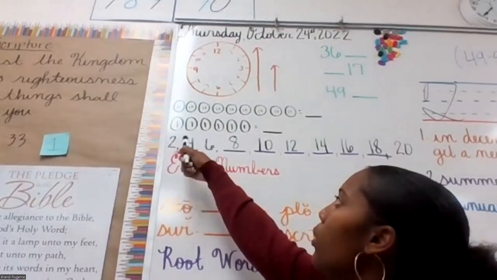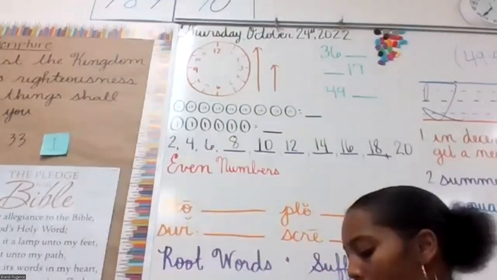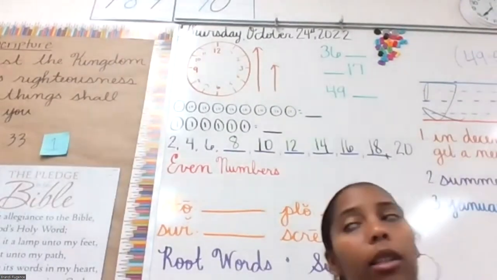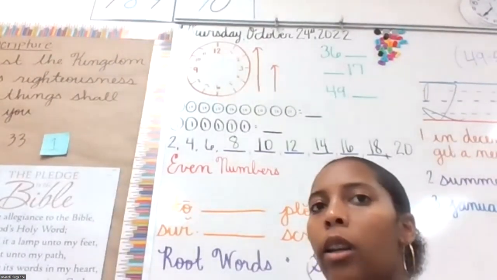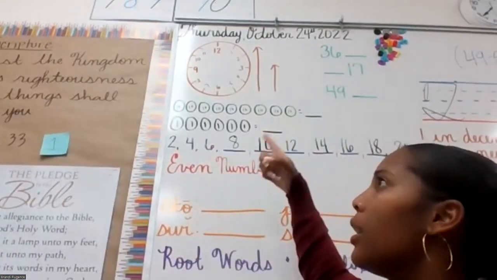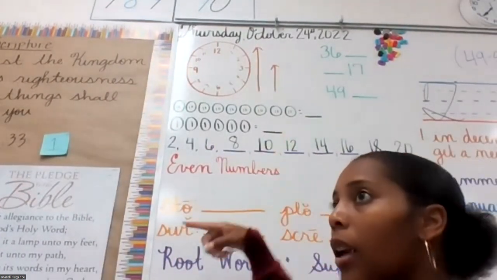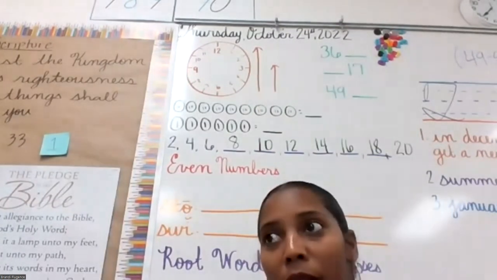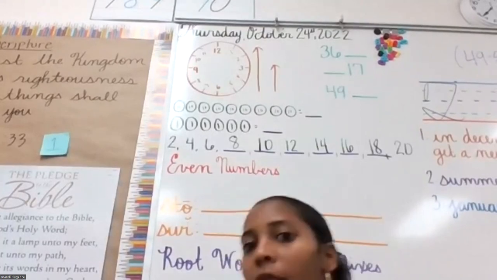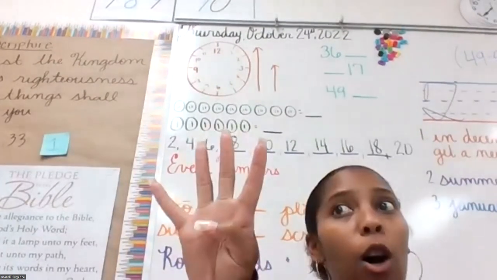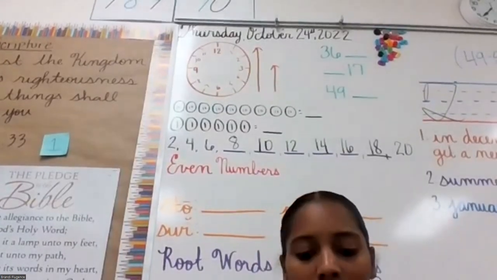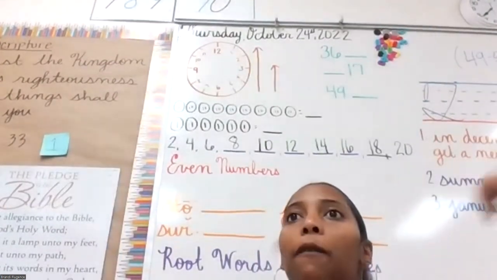So 2, 4, 6, 8, 10, 12, 14, 16, 18, 20. Keep going. 22, 24, 26, 28, 30. Then we keep going. 32, 34, 36, 38, 40, 42, 44, 46, 48, 50.